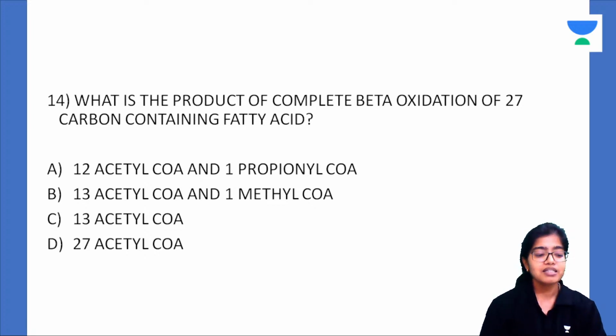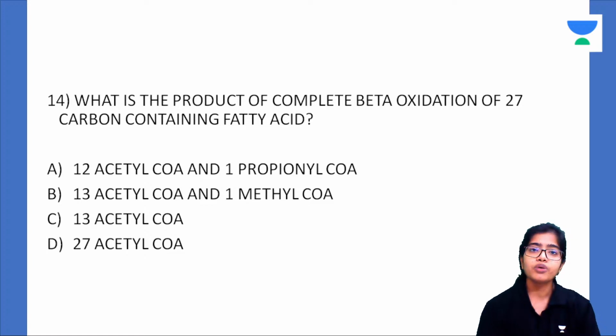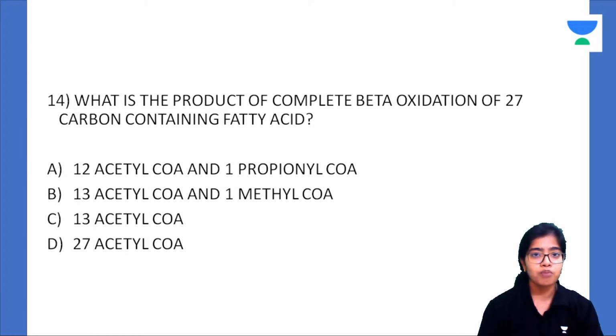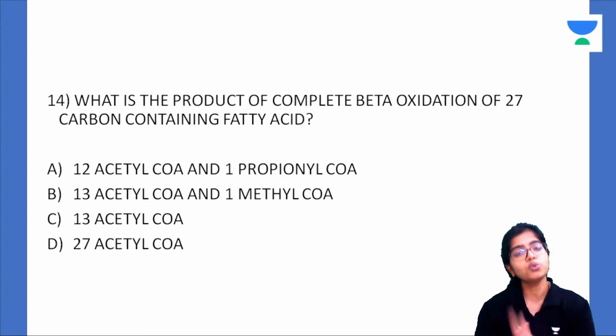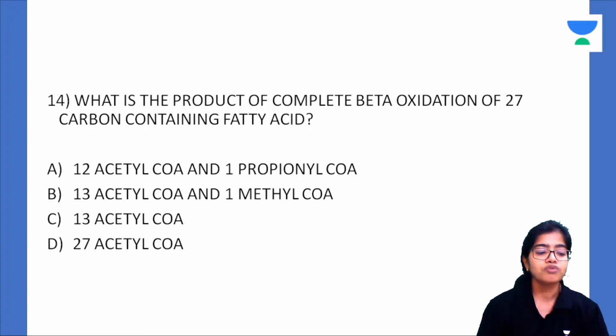So if a fatty acid molecule has, say, 26 carbons, how many acetyl CoA will it produce? 2, 2, 2, 2, 2, 2. So 26 divided by 2. That means it is going to produce 13 acetyl CoA molecules. Okay, 26 divided by 2, because it is going to be cleaved successively into 2 carbon containing molecules. So it is going to form 13 acetyl CoA molecules.